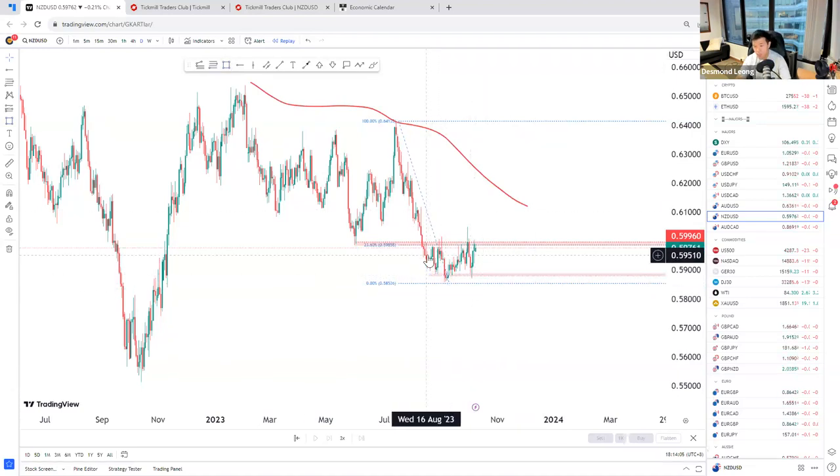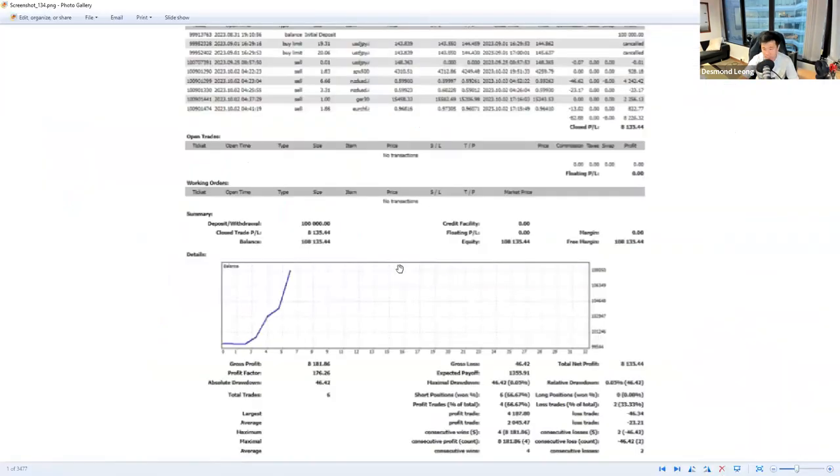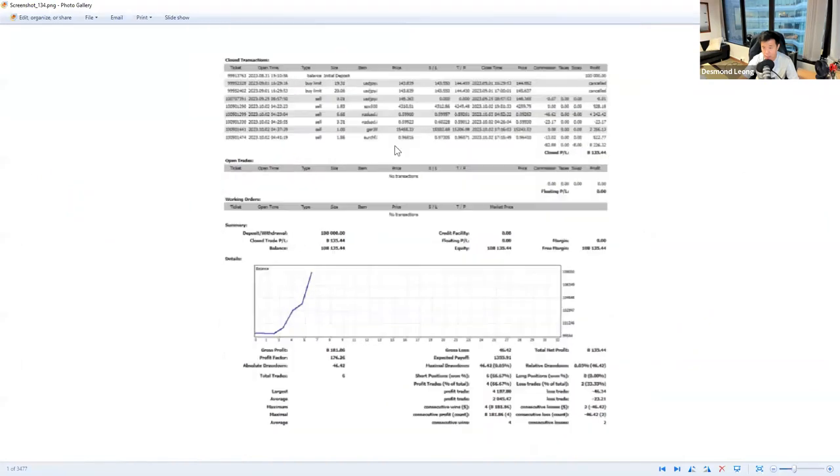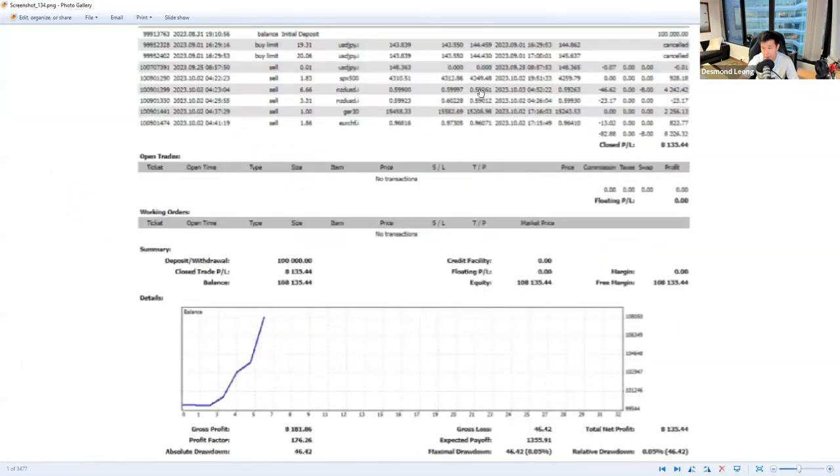Price touched it and hit the target. And if you know how to manage your trade properly, we got 1:4 risk to reward. So 4% for the 1% risk. I think we have it over here, right? You can see this was the trade. I know it's a little bit hard to see the Kiwi dollar over here, right?